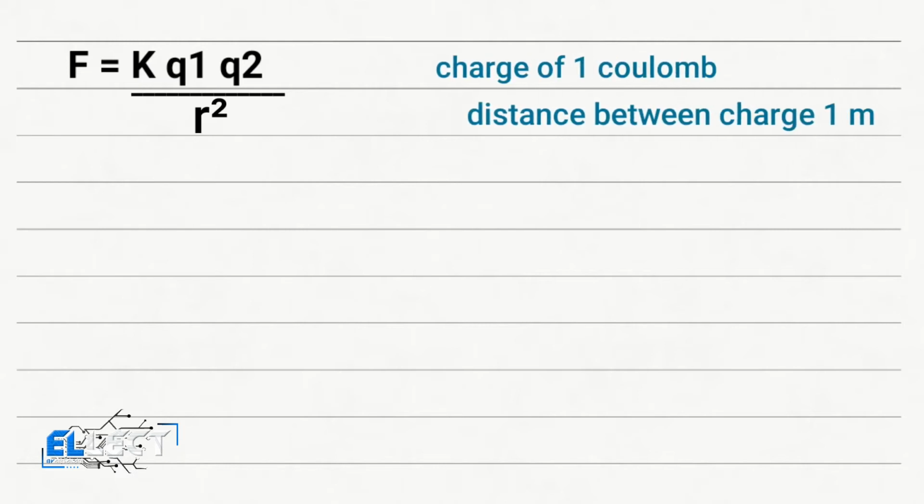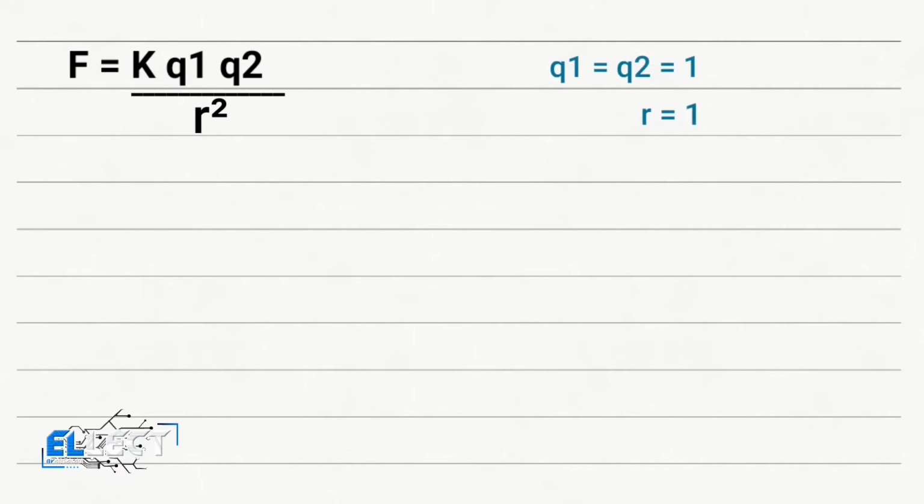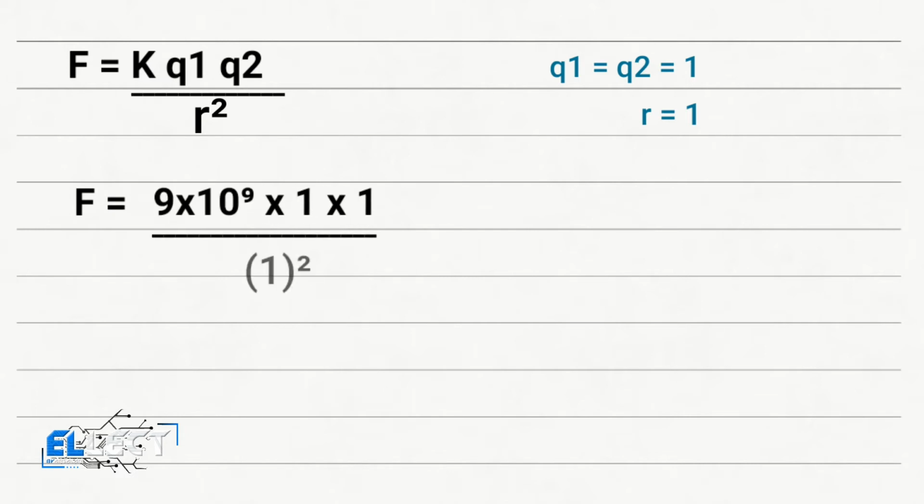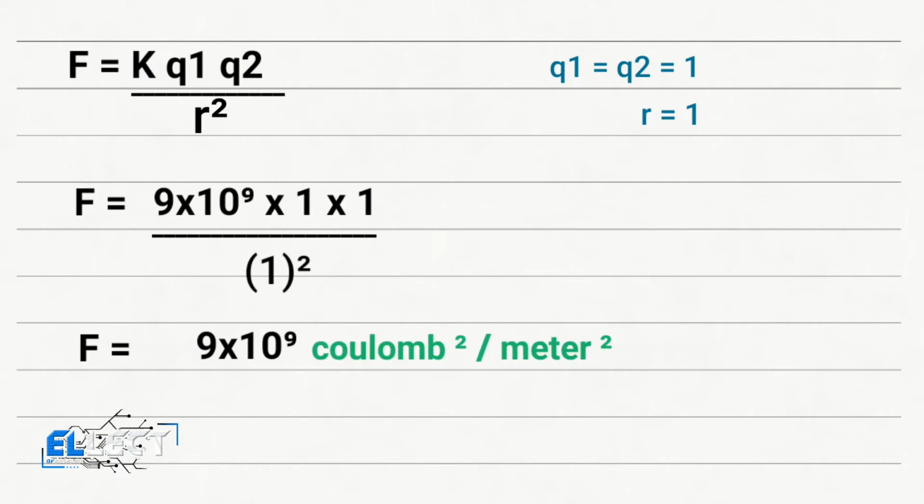Now calculating the force from Coulomb's law, F is equal to k q1 q2 over r square. We suppose a charge of 1 coulomb and a distance between the charges of 1 meter, the standard condition. By putting in the values, F is equal to 9 into 10 raised to power 9 multiplied by 1 divided by 1 square. So F is 9 into 10 raised to power 9 coulomb square per meter square, and the net force is measured in the SI unit Newton. So F is equal to 9 into 10 raised to power 9 Newton.